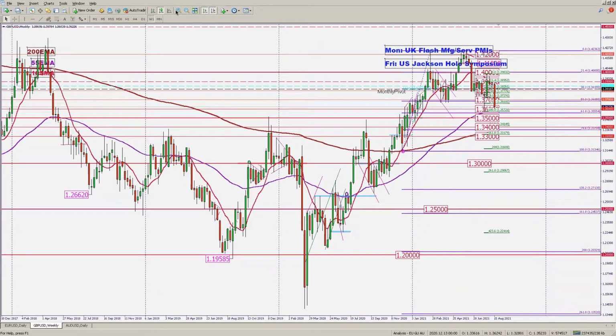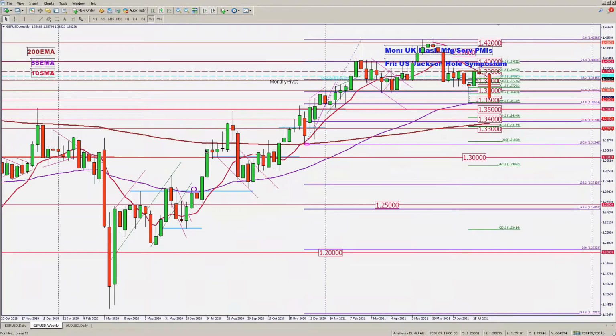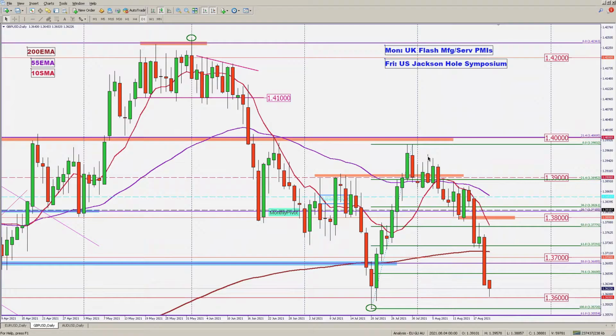Now I'm also looking to see if we need to extend this swing. It did pull back almost to the 21 fib area, or rather the 78.6.